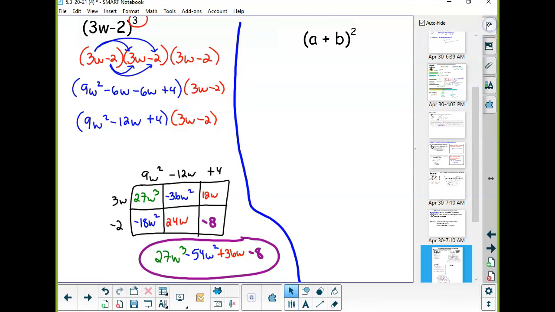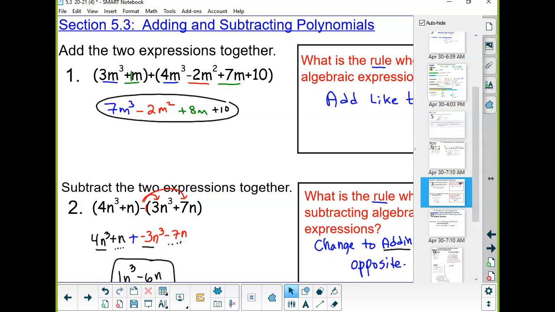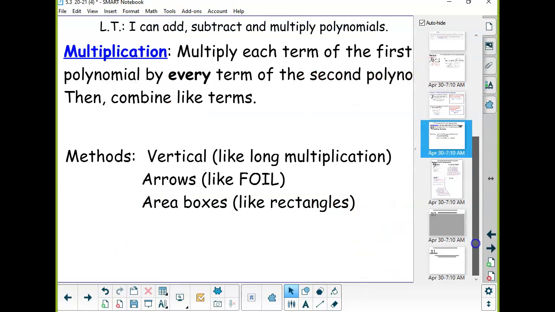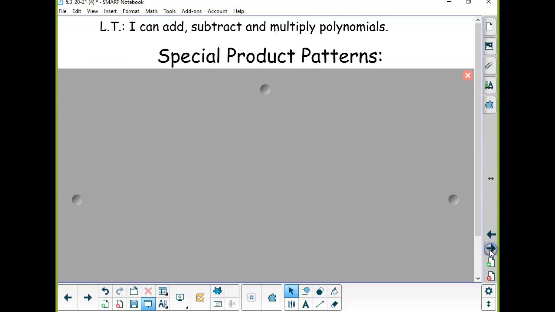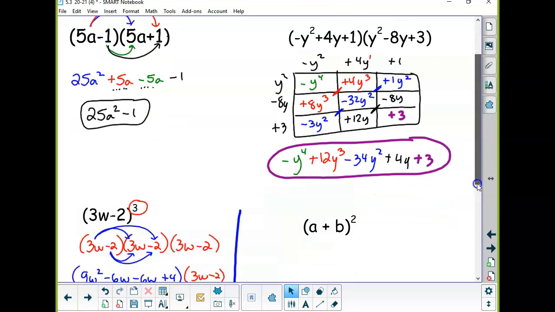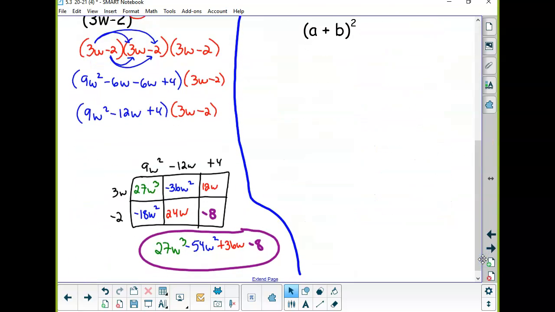I believe this is the last problem. Oh, sorry. I don't know what happened there. Yeah, this is the last problem that you guys will write. If I can get back to where we were. There we go.